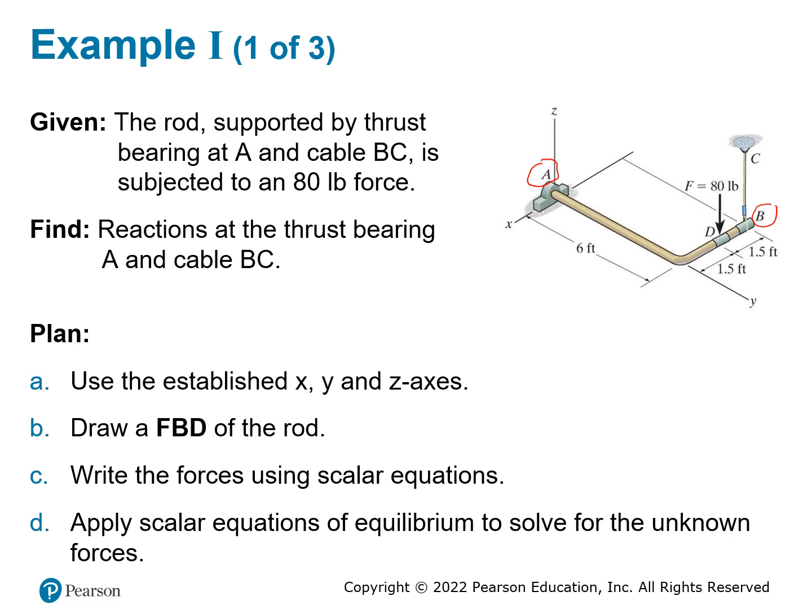And we want to find the reactions at the thrust bearing A and the cable BC. So how many unknowns do we need to solve?